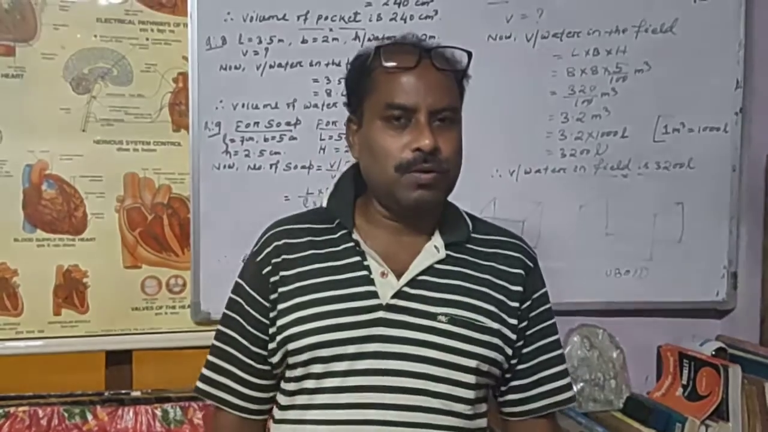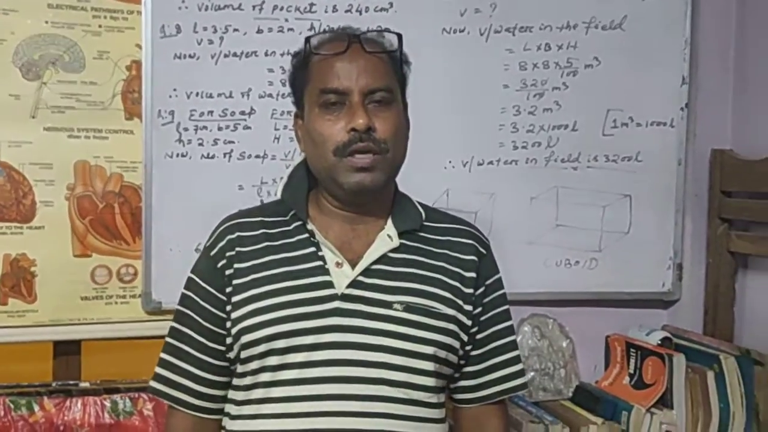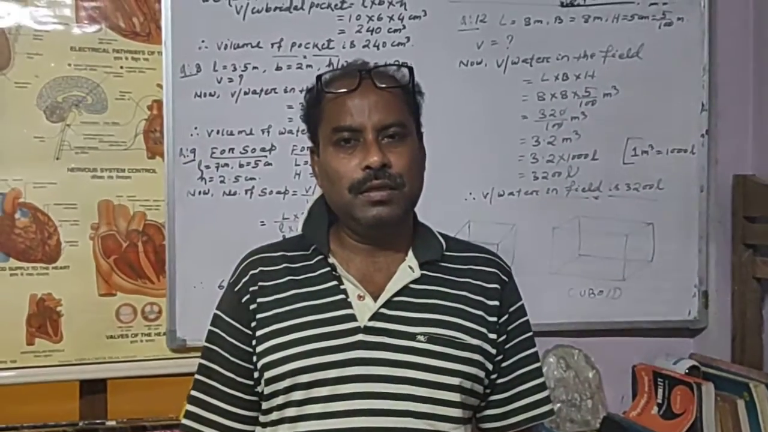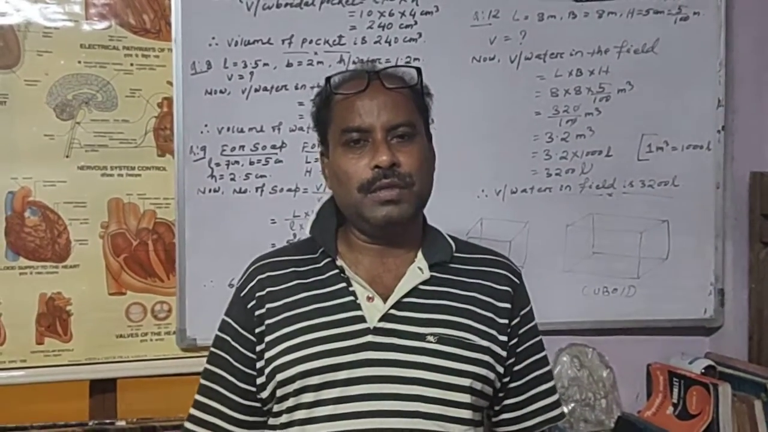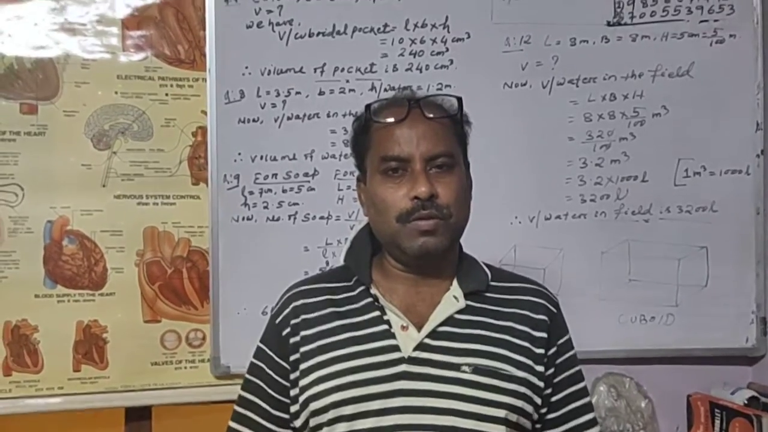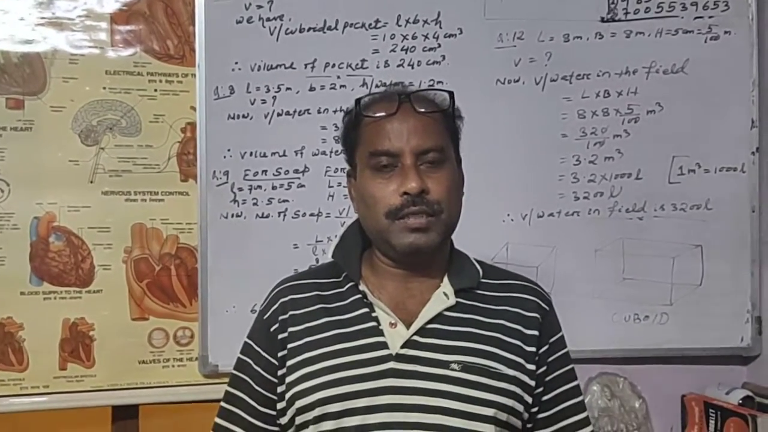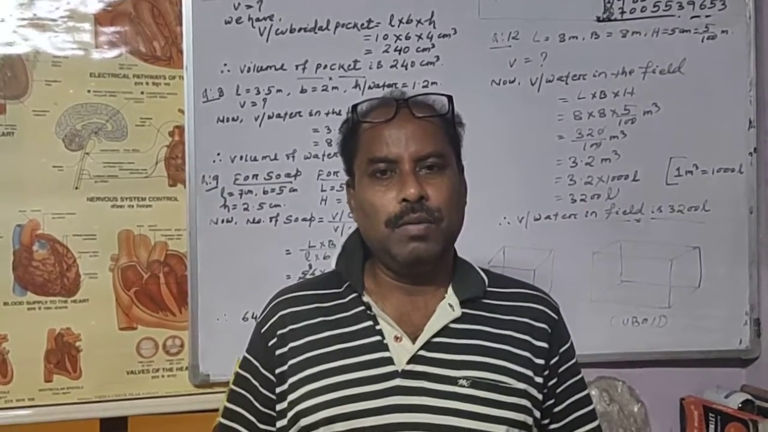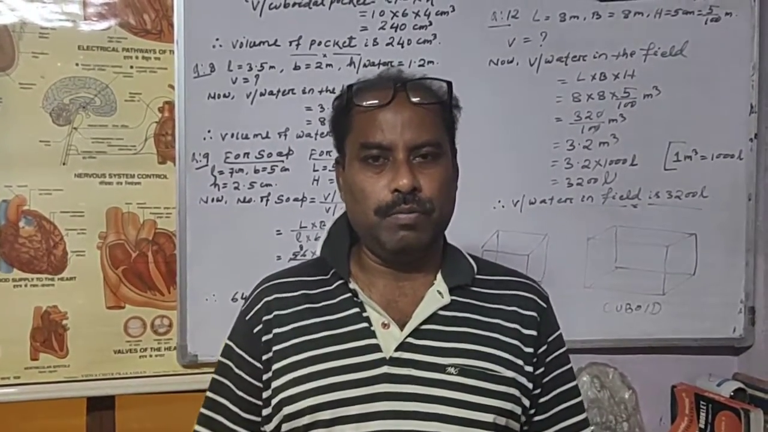Dear class 8 students, today we have to discuss math subject chapter 18. 18.1 there is figure only, objective type, so we have to start chapter exercise 18.2 question number 4, that is related to cube and cuboid volume.